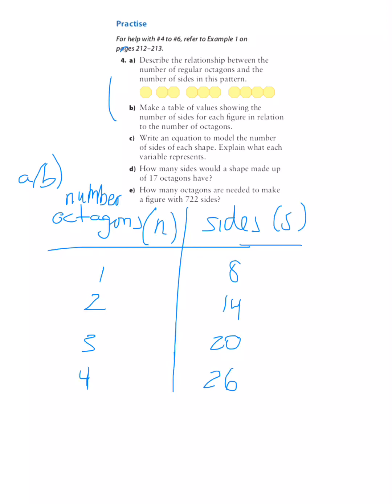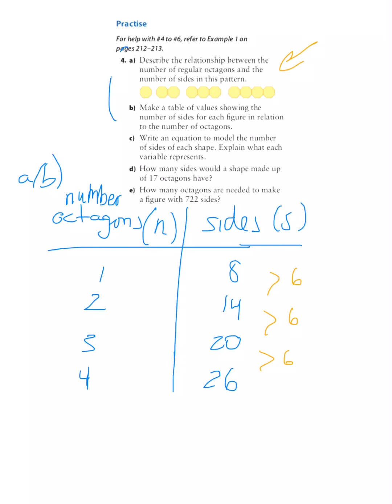So what's the pattern here? Well, what's it going up by? It's going up by 6 each time. So you can explain that for part A. For each octagon being added, the number of exposed sides goes up by 6. I'll let you write that sentence.